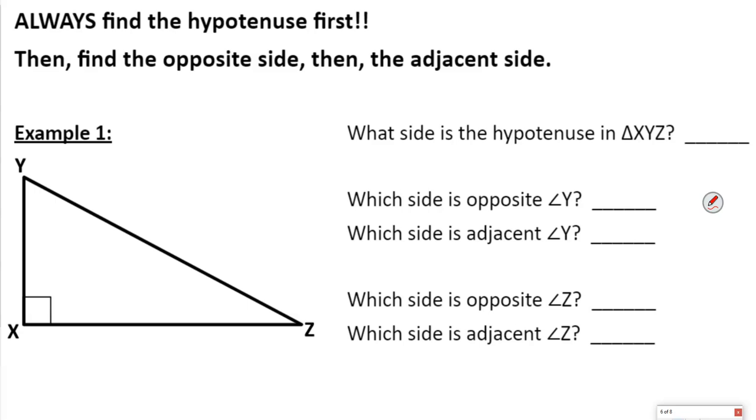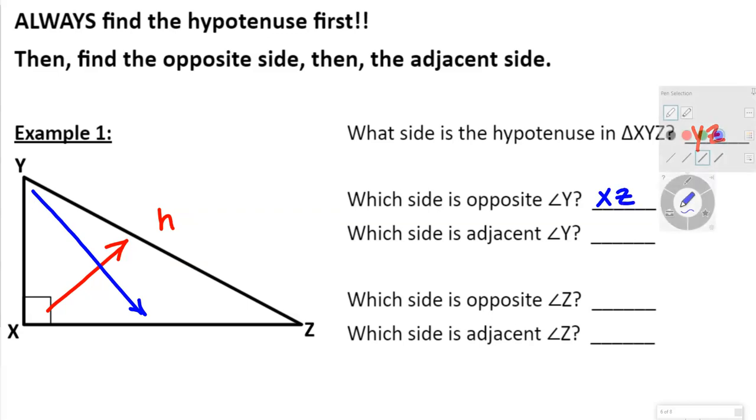So what is the side that's the hypotenuse here? That's going to be YZ, right? Then we want to talk about, so we know this is H, done, okay? Then we want to talk about what side's opposite angle Y, okay? So angle Y is here, so what side is opposite of angle Y? That would be XZ.